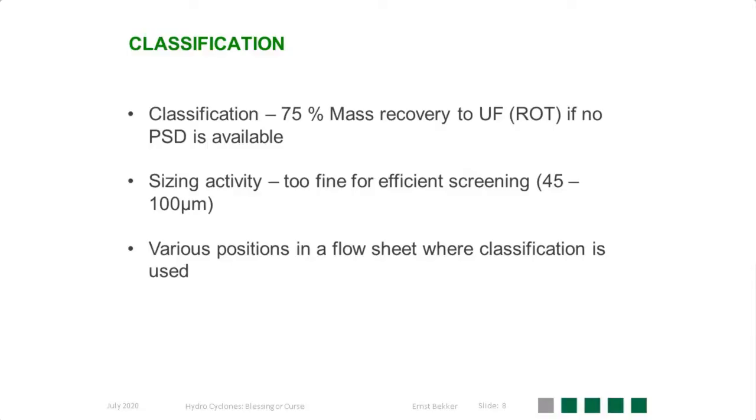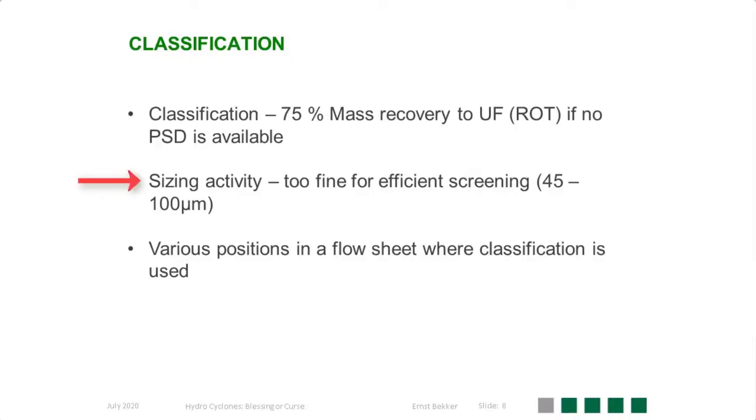Oversize goes one direction and the undersize in a different direction. And the same happens on the hydrocyclone, where the overflow is the finer fraction and the underflow the coarser fraction. As I mentioned, roughly 75% of mass recovered to the underflow is assumed if we don't have a particle size distribution. If we have a particle size distribution, that value can change.